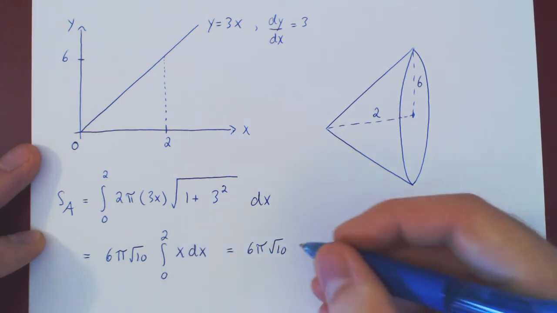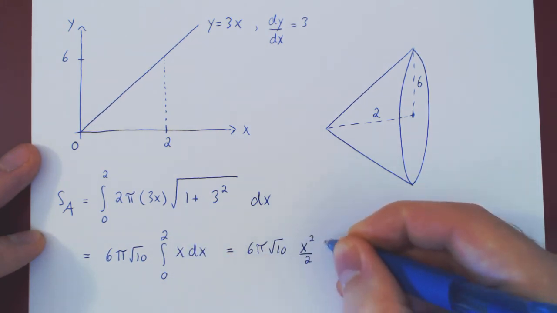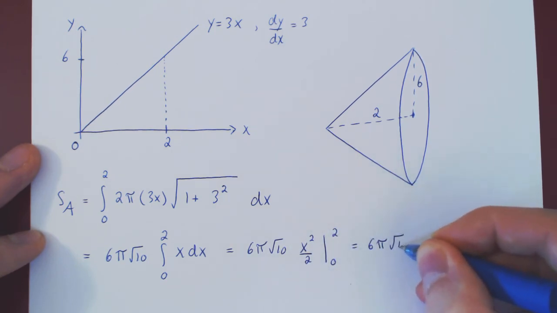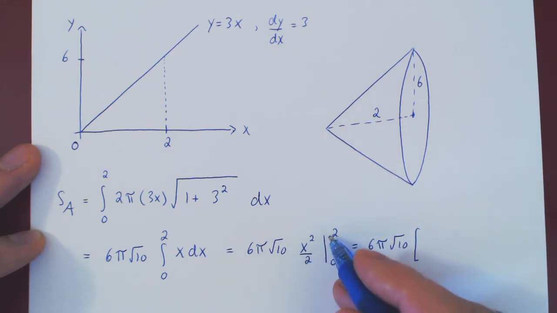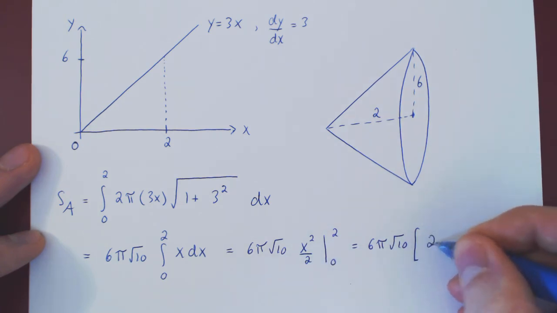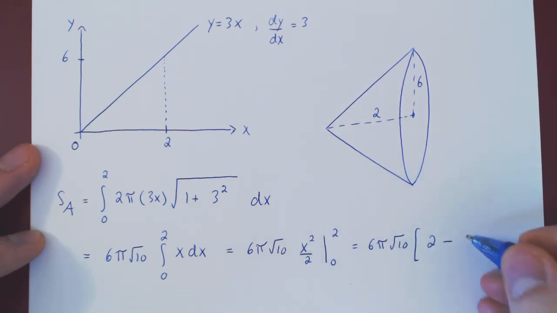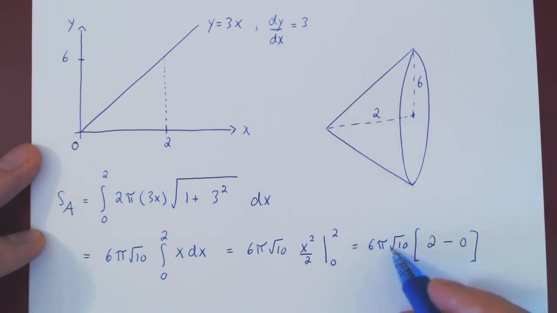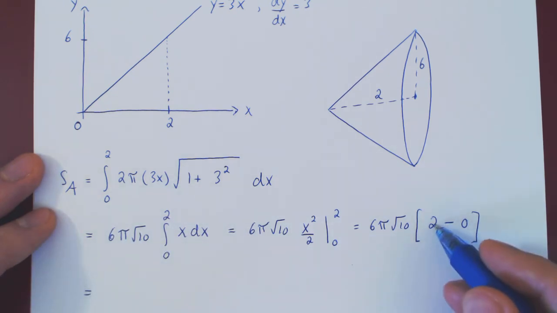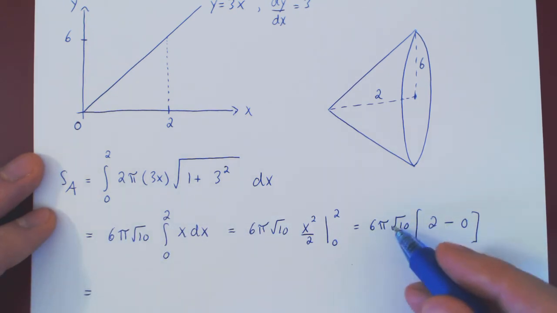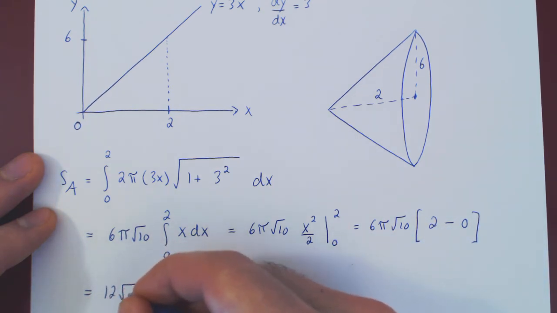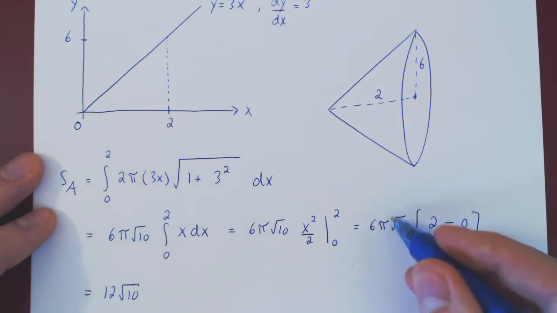The antiderivative of x is x squared over 2. We evaluate from 0 to 2, so we get 6 pi root of 10 times the antiderivative at 2. 2 squared is 4, over 2 is 2, minus the antiderivative at 0, which is of course 0. So all we have is twice 6 pi root of 10, which gives us 12 root of 10 pi, or 12 pi root of 10. Doesn't matter.